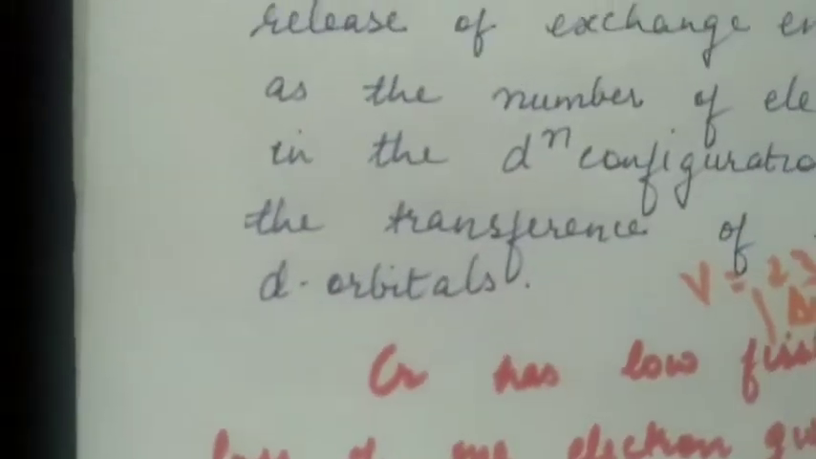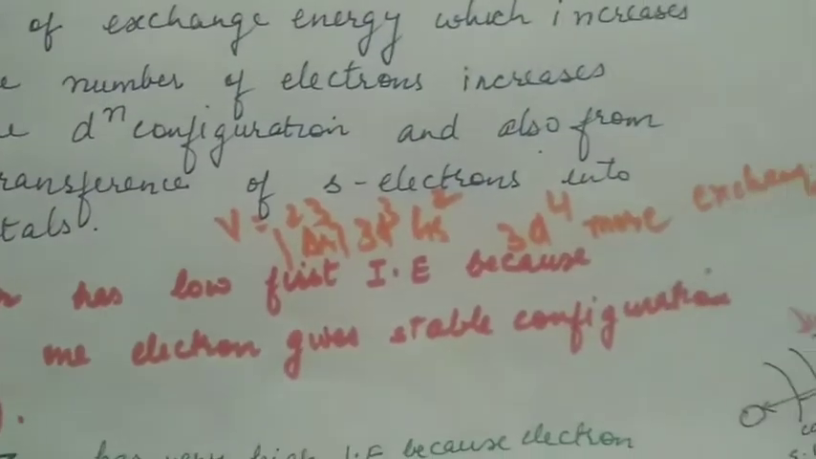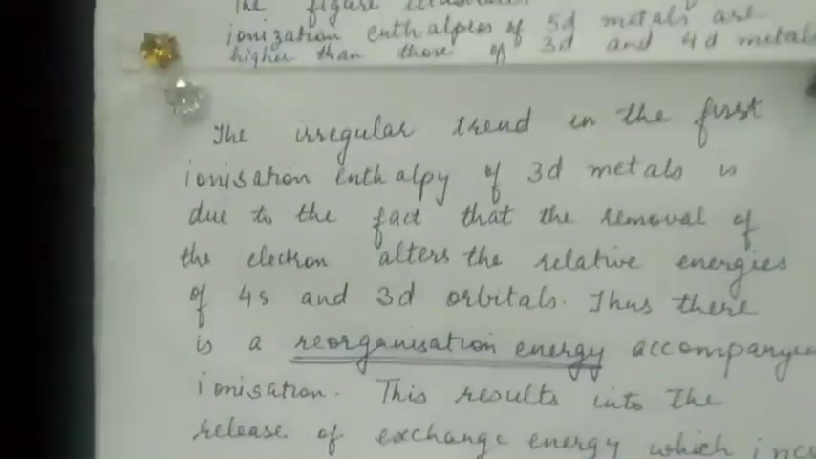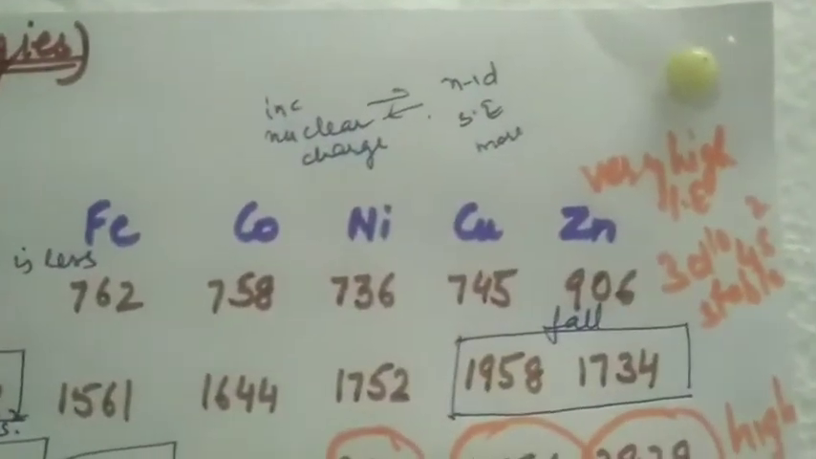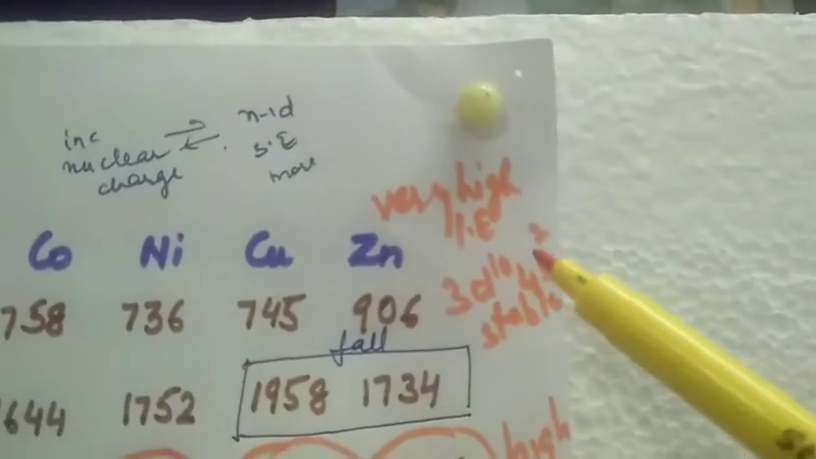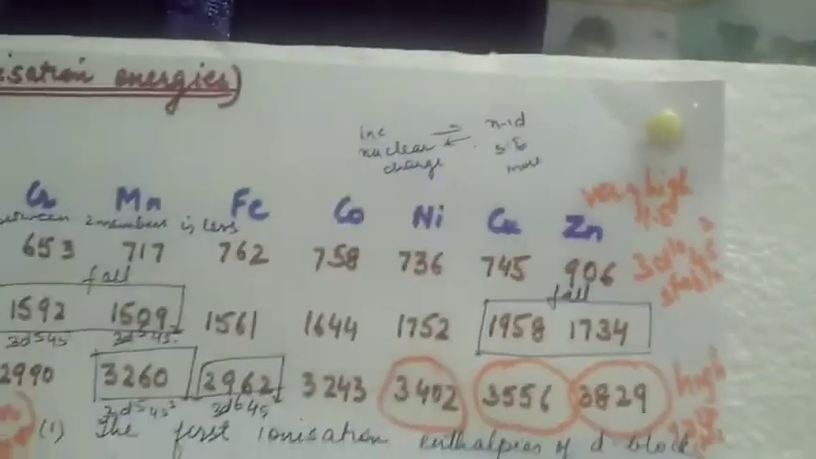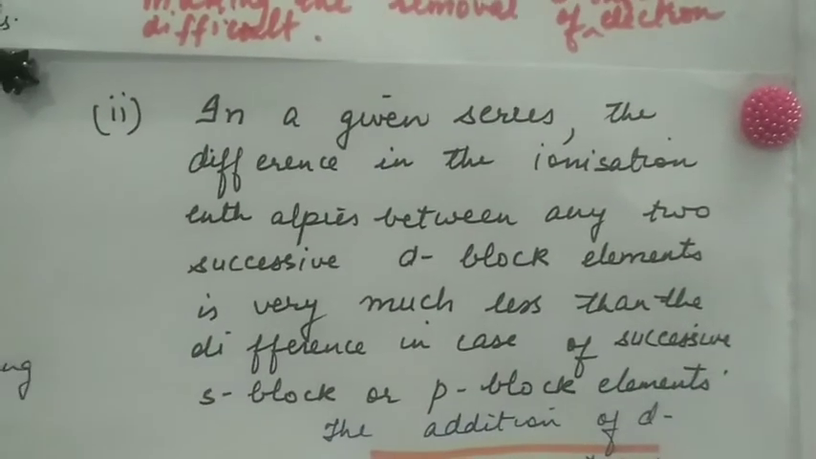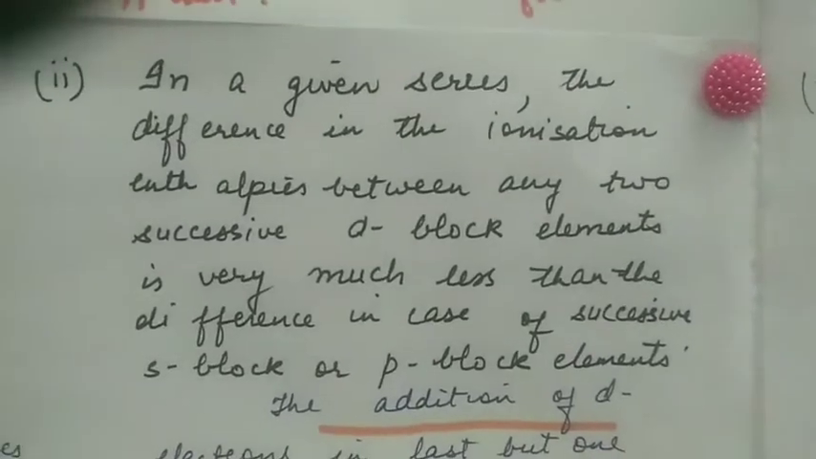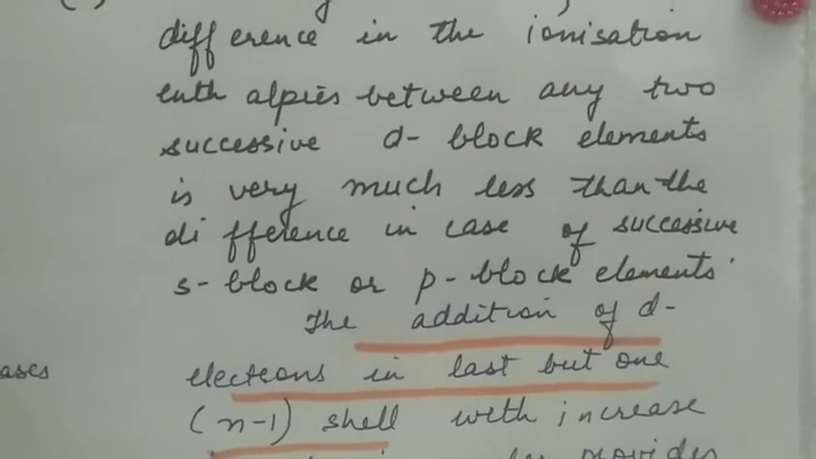Chromium has low first ionization enthalpy because loss of one electron gives stable configuration of 3d5. Zinc has very high ionization enthalpy because the electron has to be removed from the stable 3d10 4s2 configuration, so its value is high. The difference in ionization enthalpy between any two successive d block elements is very much less than the difference in case of successive s block or p block elements.